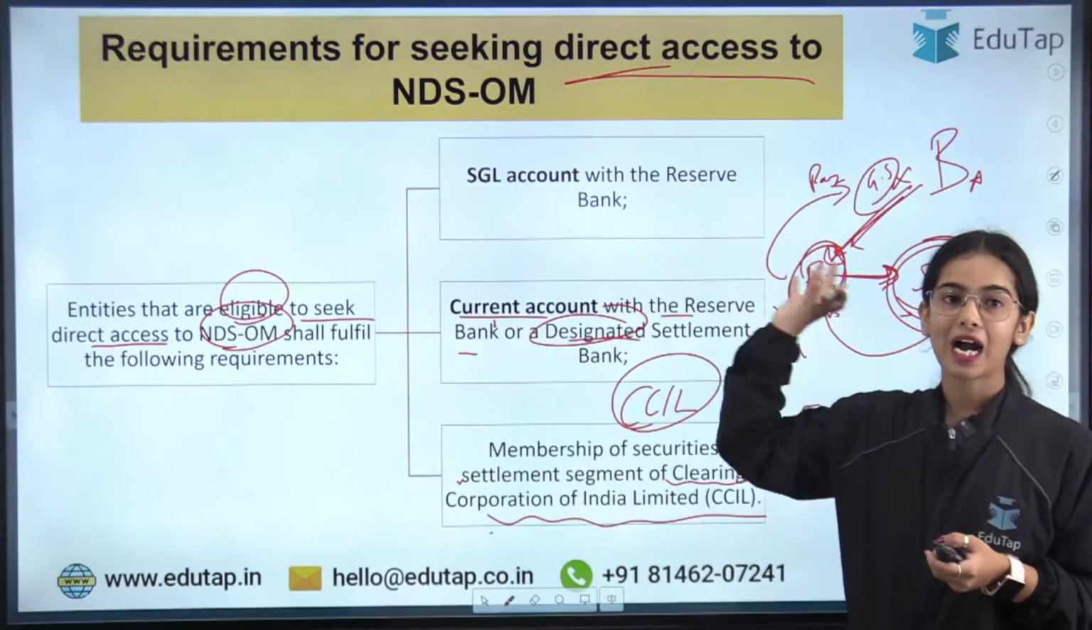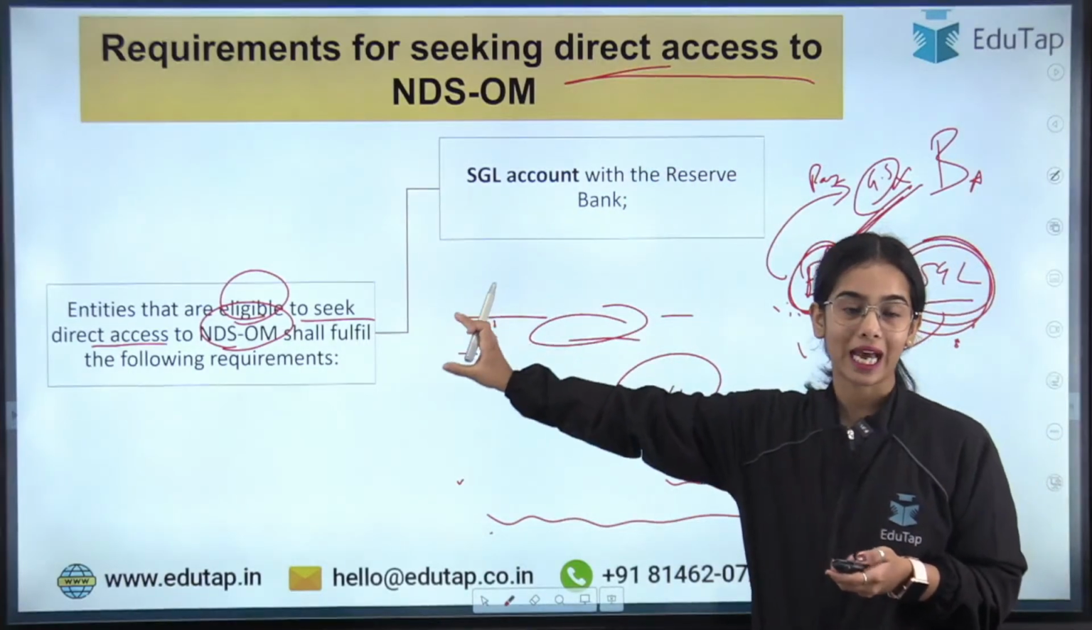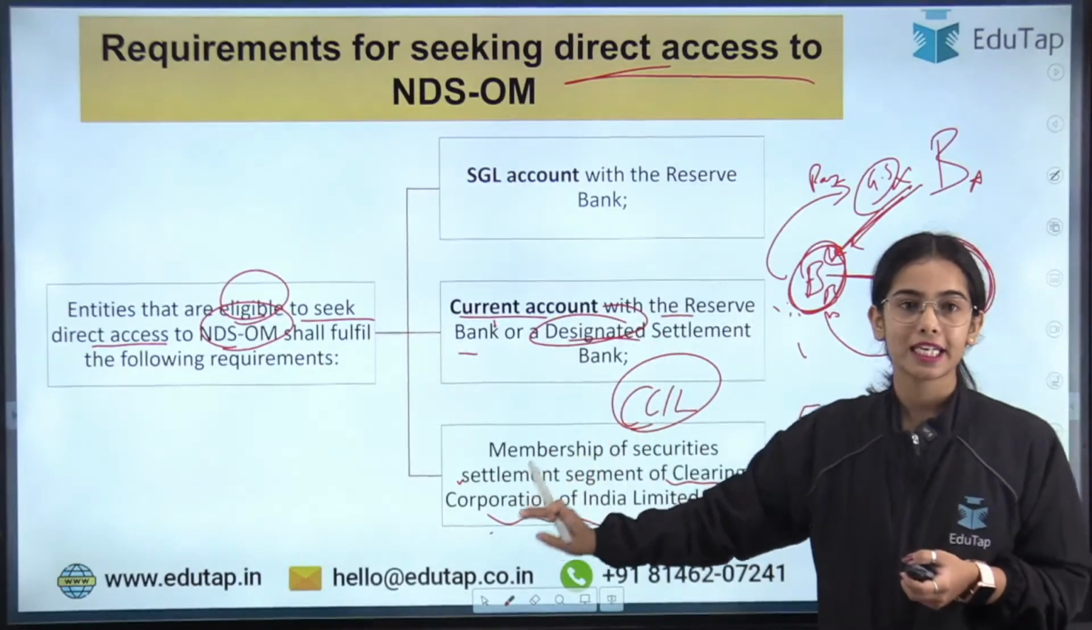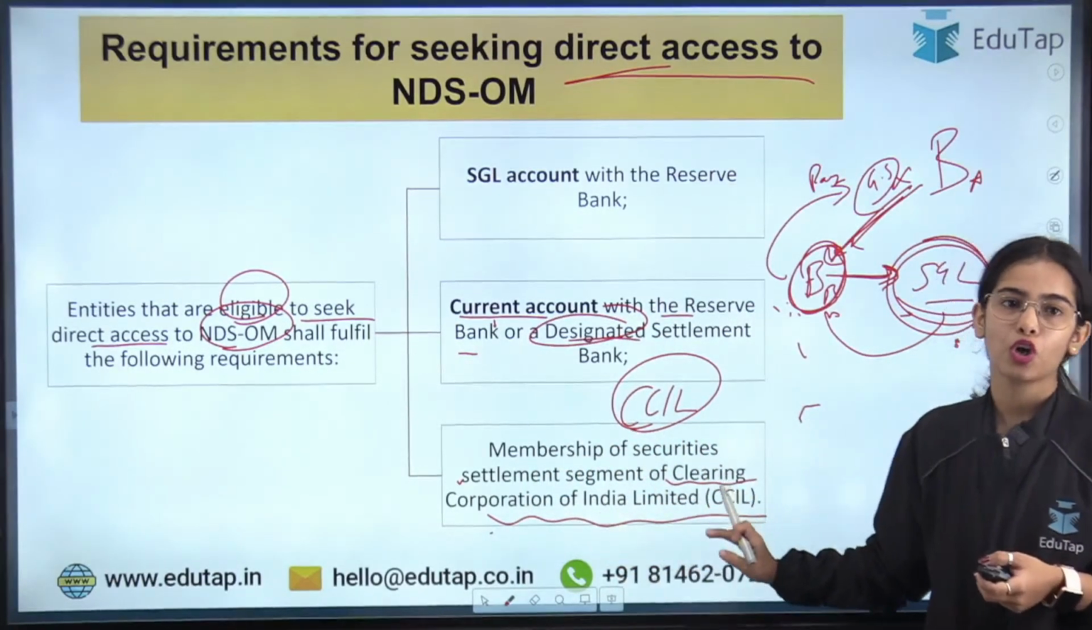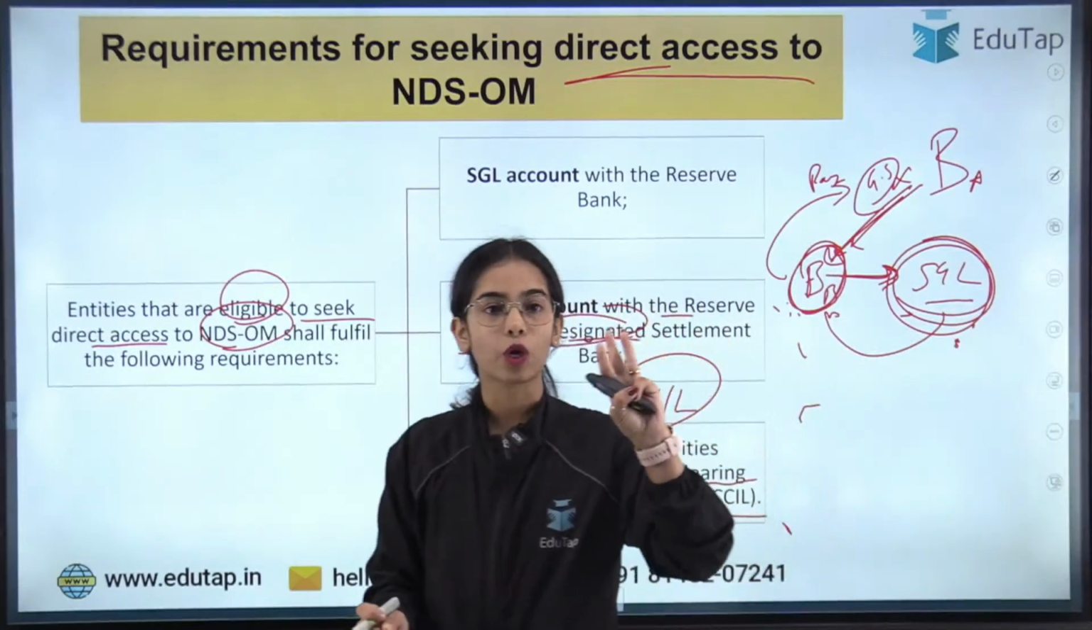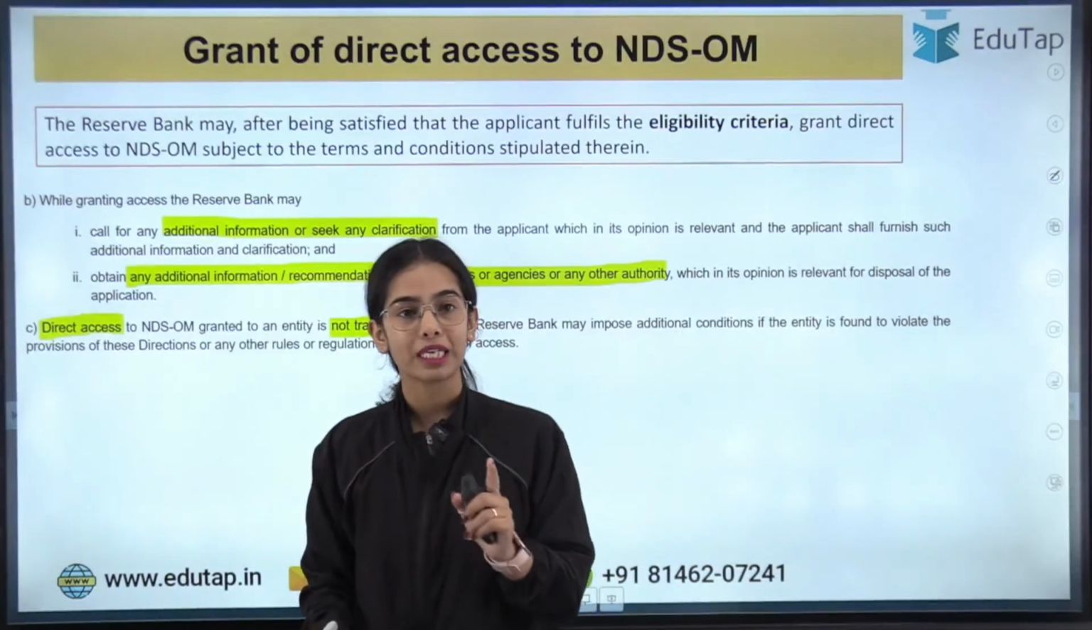So any bank, any primary dealer that wants to have direct access must have a membership of the Securities Settlement Segment of Clearing Corporation of India Limited, so that the settlement can happen smoothly. So these are the 3 requirements that you have to remember from the exam point of view.